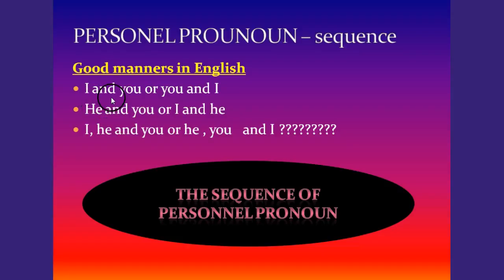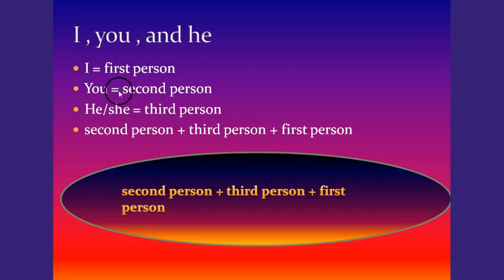Can you say "I and you are friends" or "you and I are friends"? What is the correct usage? "He and you" or "I and he"? When we are using three personal pronouns, how do you use them? "I, he and you," or "he, you and I," or "I," the first person, "you," second person, "he" or "she," the third person. The sequence is second person, then the third person, then the first person. So you can say "you, I and he," or "you, I and she."